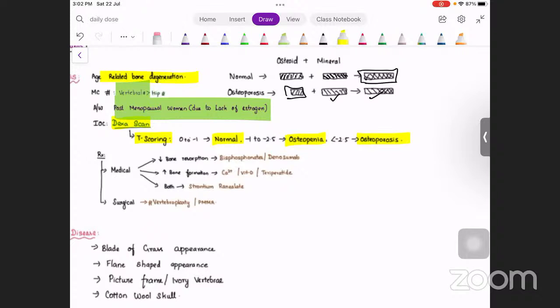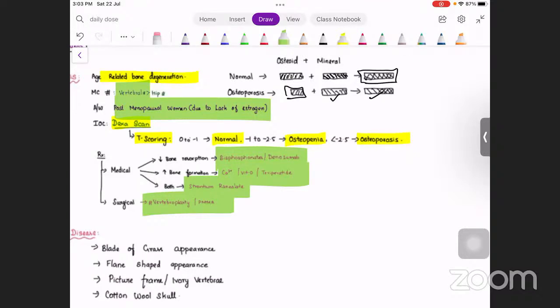To decrease bone resorption, you can use bisphosphonates and denosumab. To increase bone formation, you use calcium, vitamin D, and teriparatide, which is a synthetic PTH analog. To both decrease resorption and increase bone formation, you can use strontium ranelate. Apart from that, in surgical management you have vertebroplasty or PMMA, which you can use to treat osteoporosis.